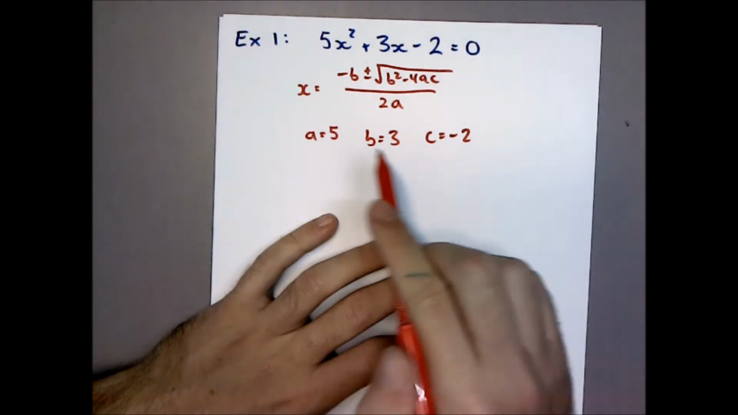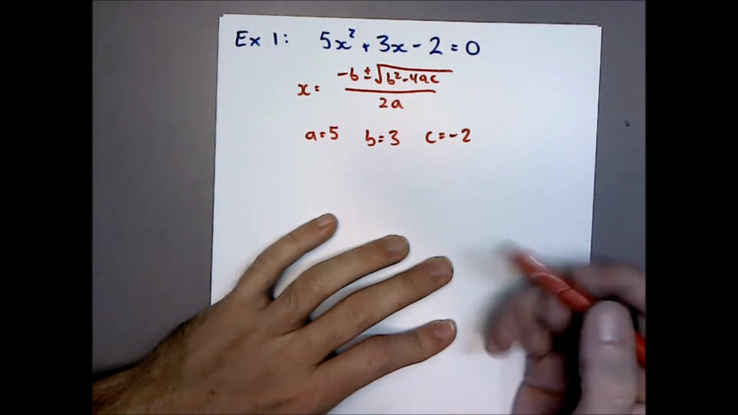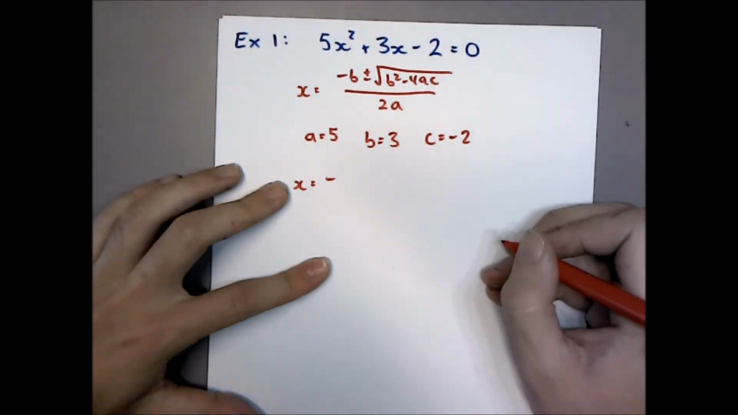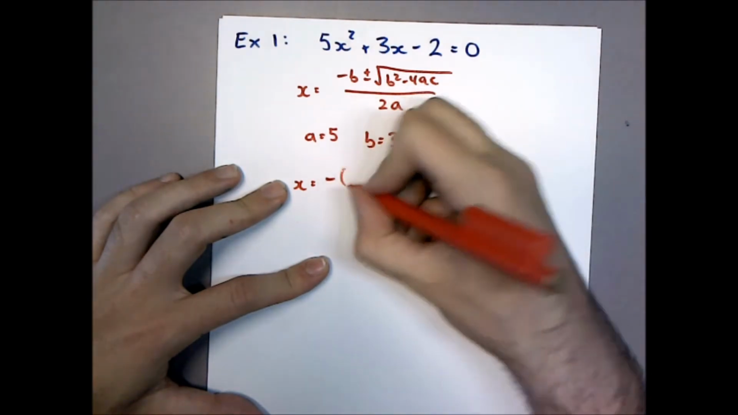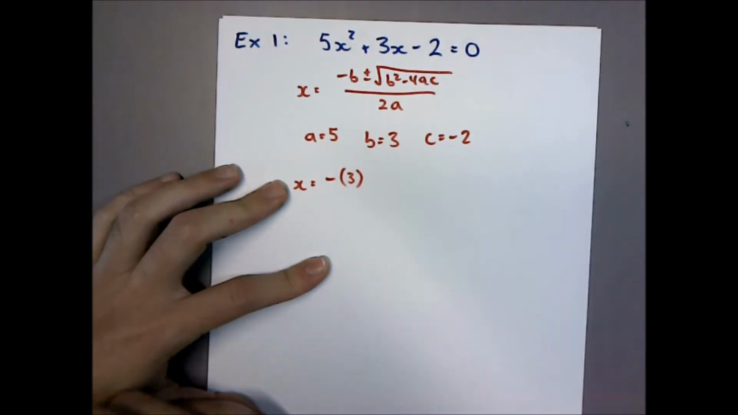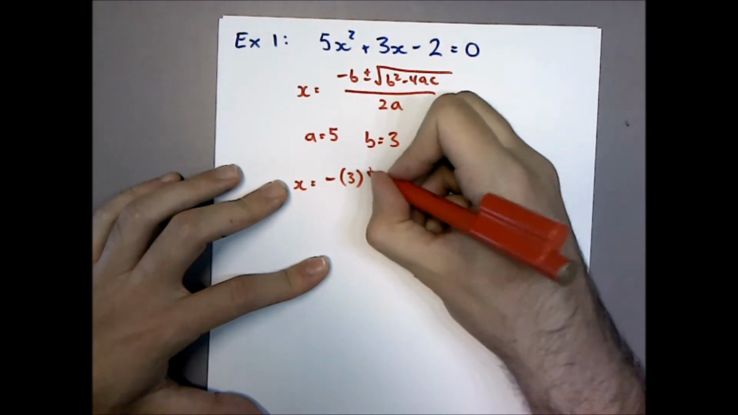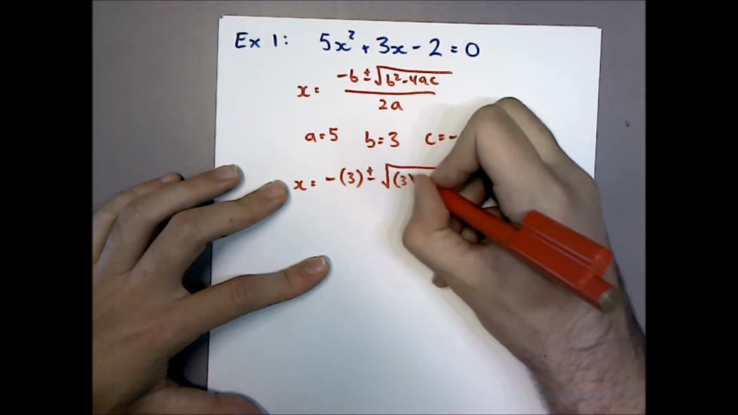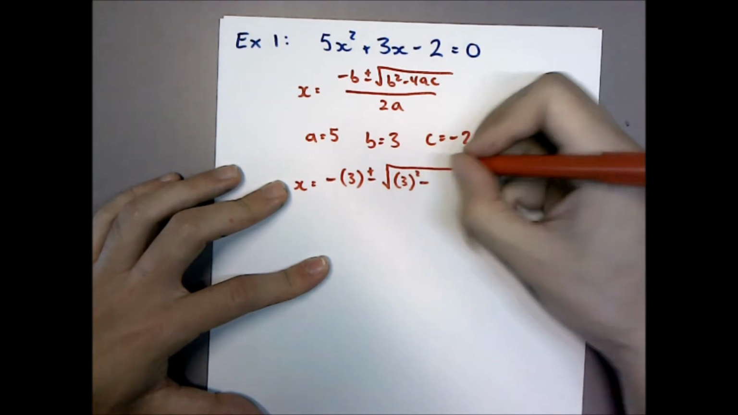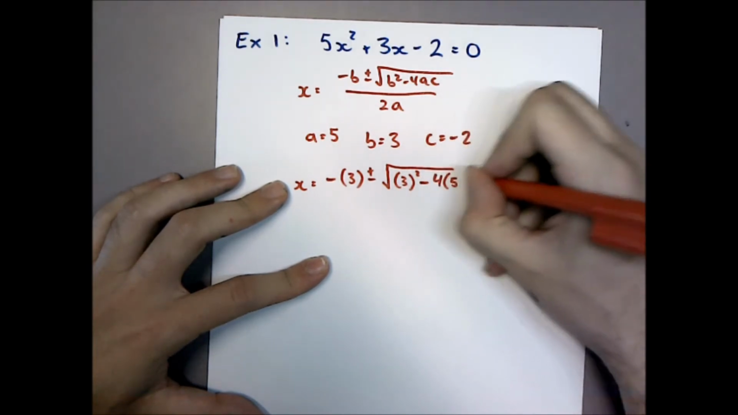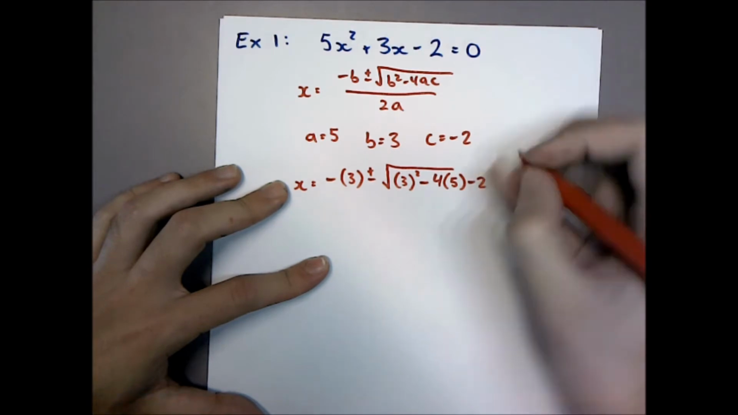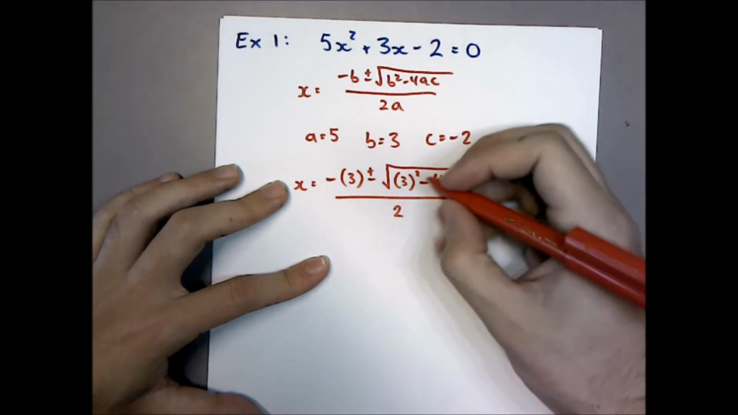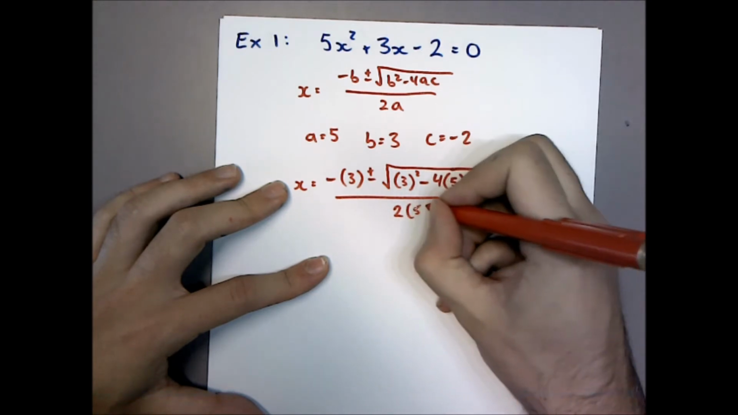So then what I do is I substitute my three values in to wherever they go. So I'm going to get x equals negative, and be careful when you use your calculator that when you sub it in, you put brackets around it. So negative 3 plus or minus the square root of 3 squared minus 4 times 5 times negative 2, divided by 2 times 5.